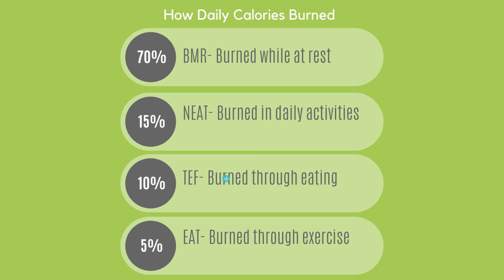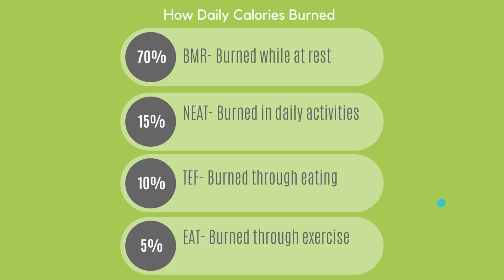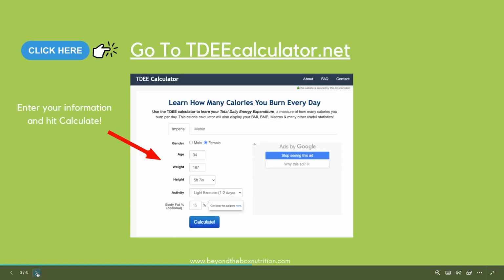10% is burned through eating. And a little tidbit is that protein has the highest thermic effect of food. So just to process the food, metabolize it, and digest it, 10% of your energy per day goes to that. And lastly, which you probably wouldn't have guessed, only 5% of your calories burned are through exercise.